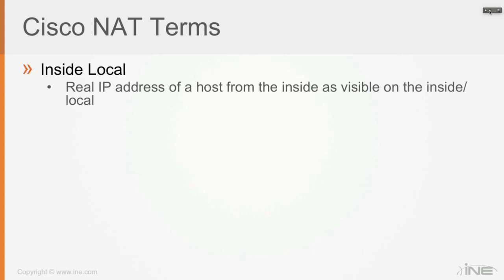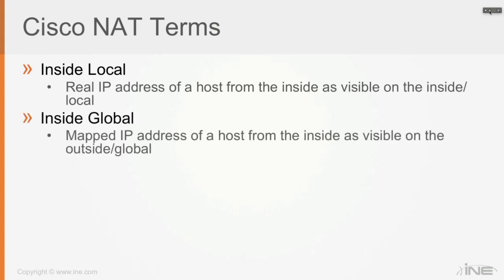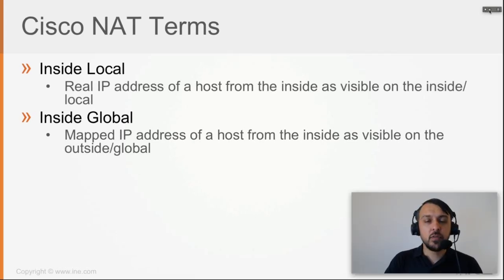So the inside local is going to be the real IP address of a host from the inside, so from the LAN side, as visible on the inside or local. The inside global is going to be the translated IP address or the mapped IP address of a host from the inside. So it's still an inside type of term, but it is visible on the outside, where the outside is global. I'm going to, of course, explain in a couple on the diagram. It's going to make much more sense.